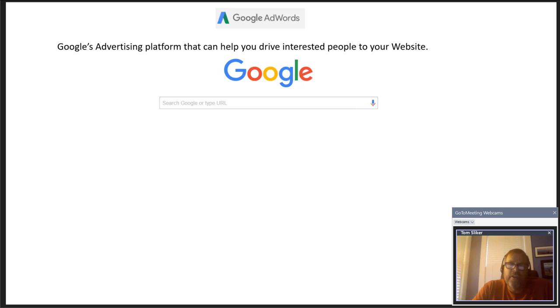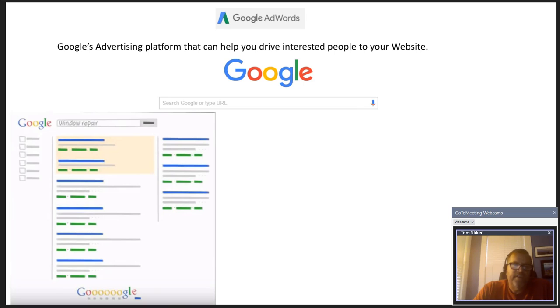And when you search something on the internet, Google takes those keywords and tries to figure out from everything on the internet what is the most likely to satisfy the request. And so you end up with this results page, which if you look here, this one's a graphic from a Google presentation, but it's for window repair.